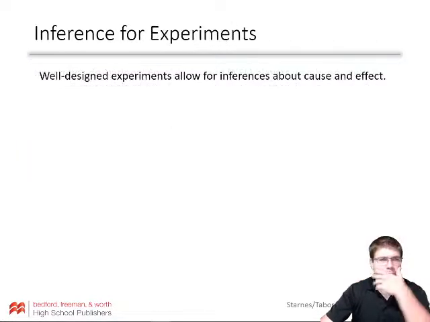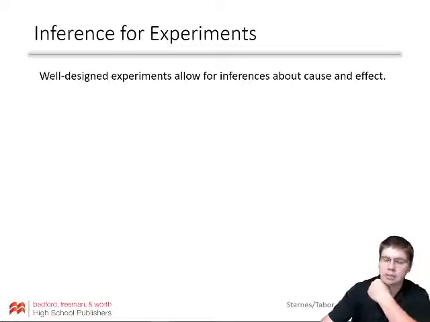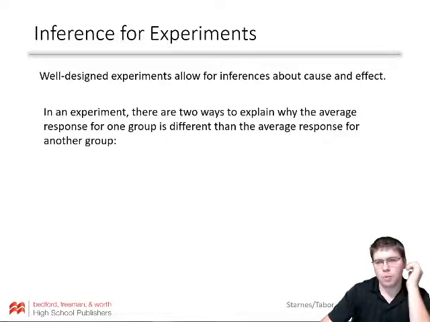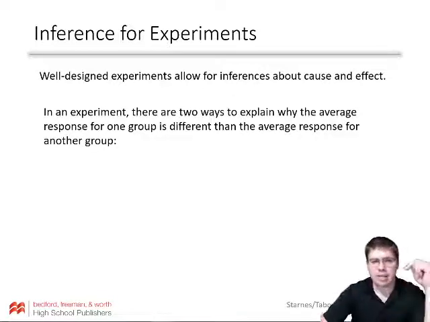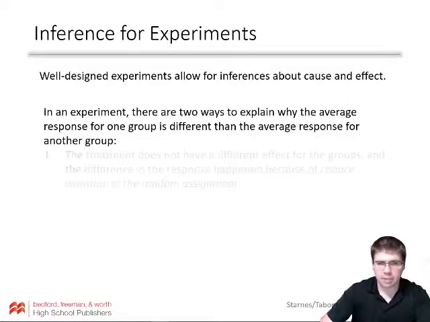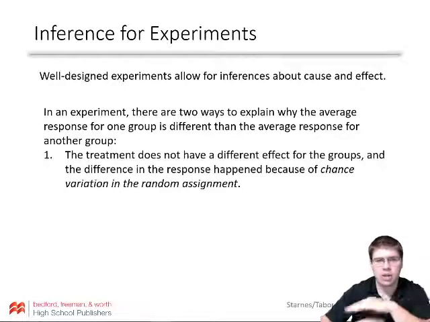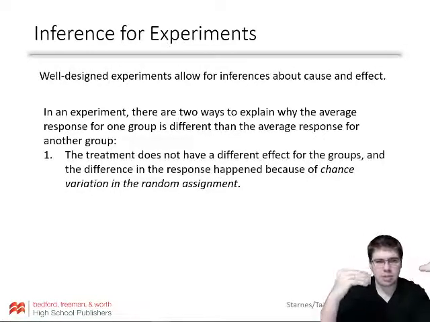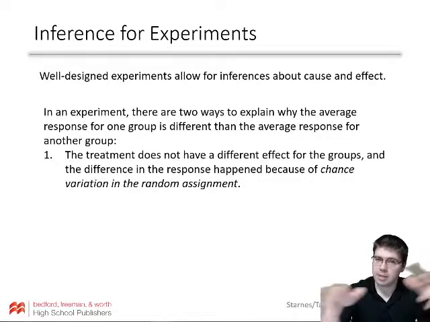So then what about experiments? Well-designed experiments allow us to infer cause and effect. That's ultimately the conclusion we're going to draw. In an experiment, there are two ways to explain why the average response for one group is different than the average response for another group. One possibility is that the treatment had no effect whatsoever, and that the difference between the groups is just chance variation because of the randomness of assignment.